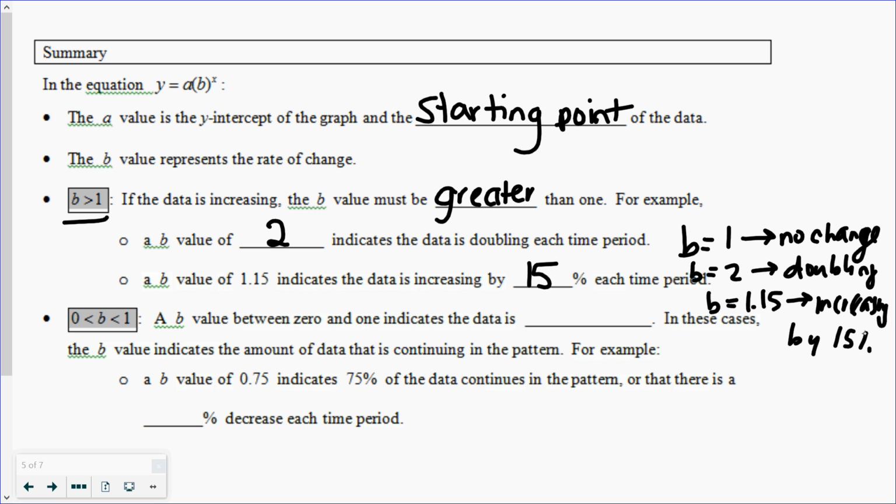By 15% overall. So that 0.15 representing 15%. So if b is between 0 and 1, a b value between 0 and 1 indicates that the data is decreasing.